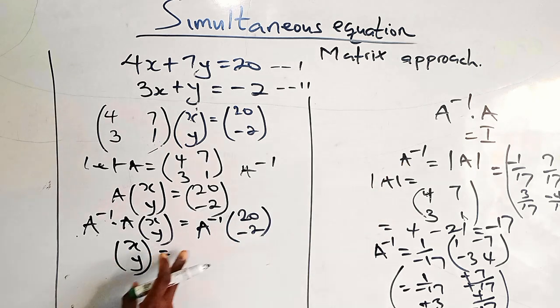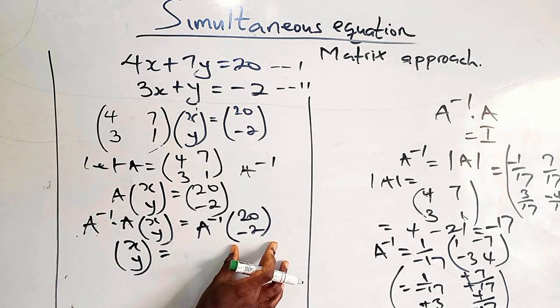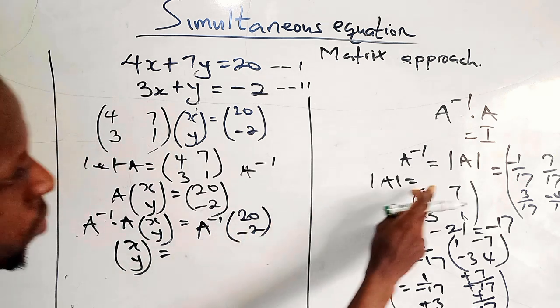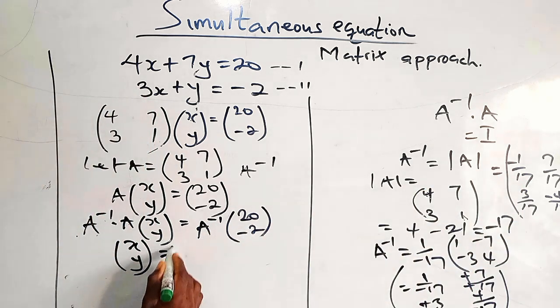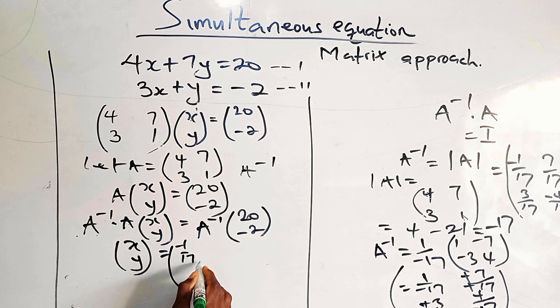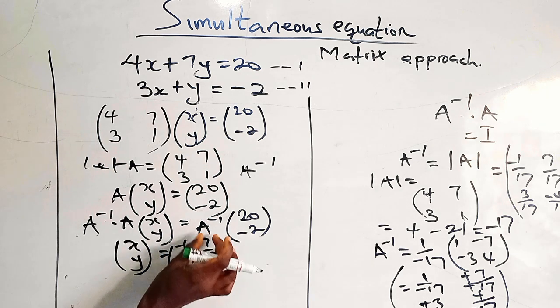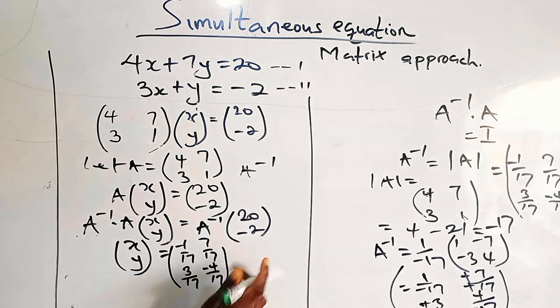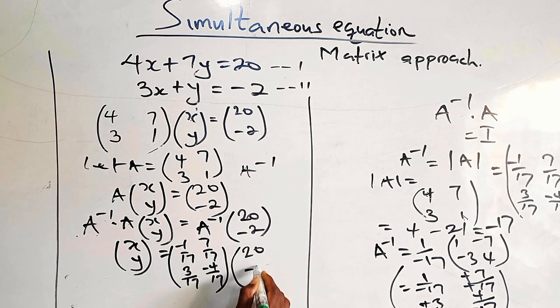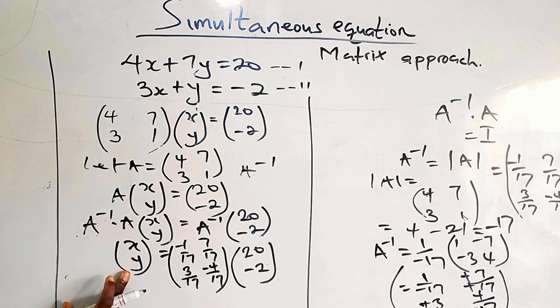So when we now come here, we have this, multiply it with this. So for inverse of A, which is this, we have minus 1 over 17, 7 over 17. That is the first row. The second row, we have 3 over 17, and here we have minus 4 over 17. So from here now, we multiply this, which is the inverse, by 20 and minus 2. So our result here will determine x and y.